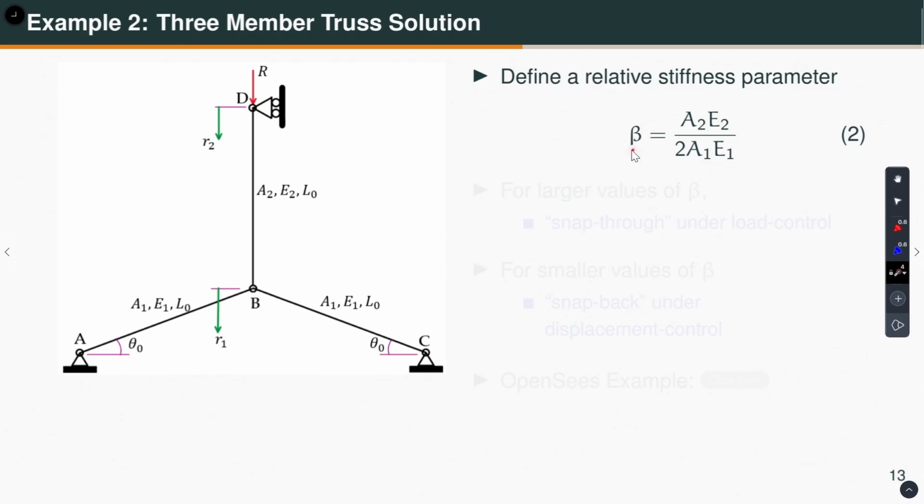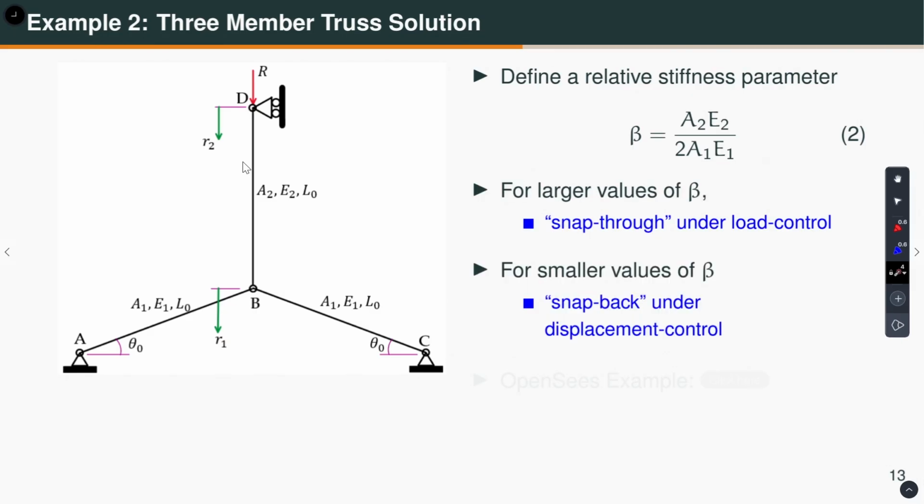But when beta is small, that means this is much more flexible compared to that. Then what happens if I control this? You will see we will get a snapback behavior. When this buckles, it is just like local buckling. This is buckling and then this member has to unload, and when it is flexible, the extension of this due to unloading is going to be more than that, and you will get snapback behavior. So, for large beta, snap through under load control; for smaller beta, snap back under displacement control.